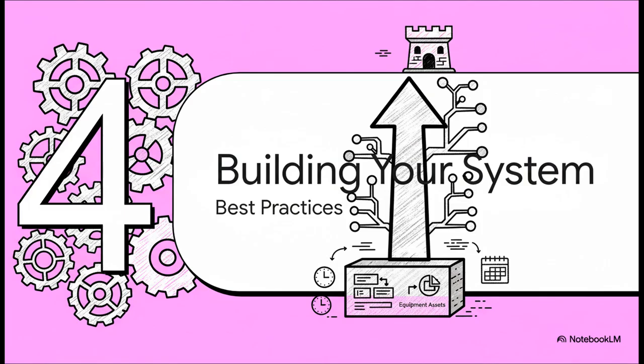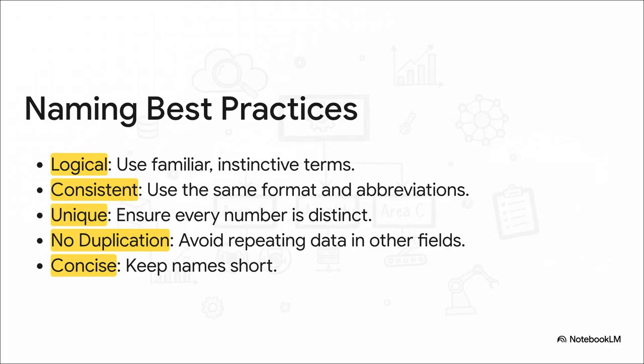Okay, so we've got the structure and we've got the language. Now let's talk about building a system that's actually going to last, because getting this right from the very beginning, that's absolutely crucial. And that all comes down to following some key best practices. You've got to be logical and consistent. Make absolutely sure every ID is unique. Oh, and a big one: avoid putting info in the name that's already captured somewhere else. Keep it concise. There are even standards out there, like ISO 14224, that give you a great framework for this, just to make sure you're collecting reliable data right from the start.